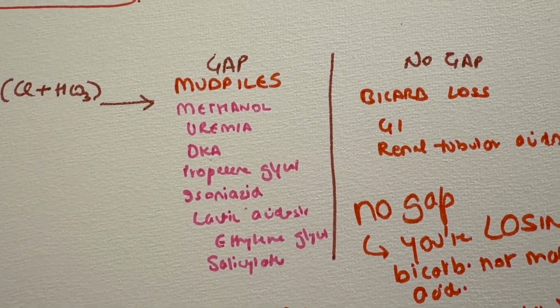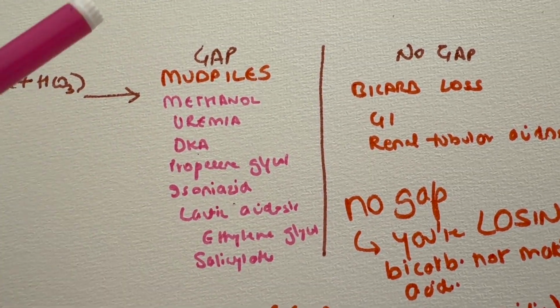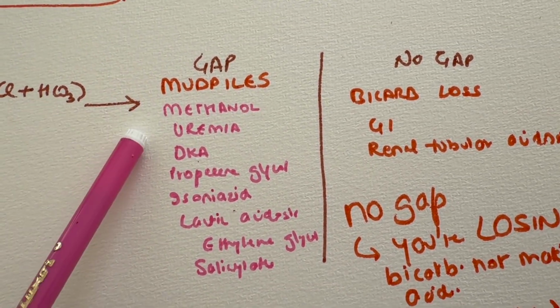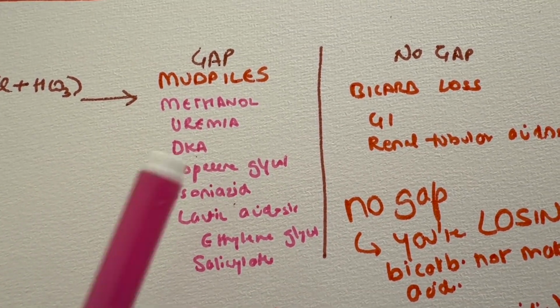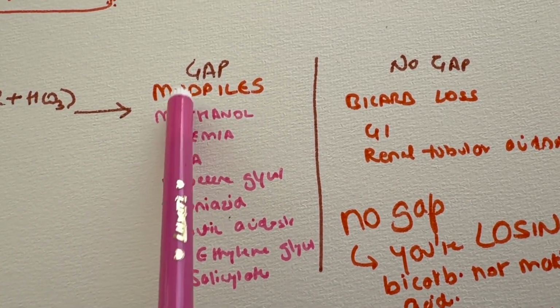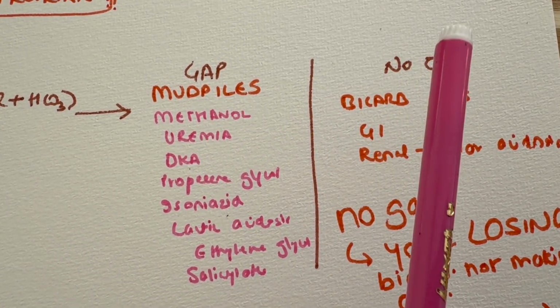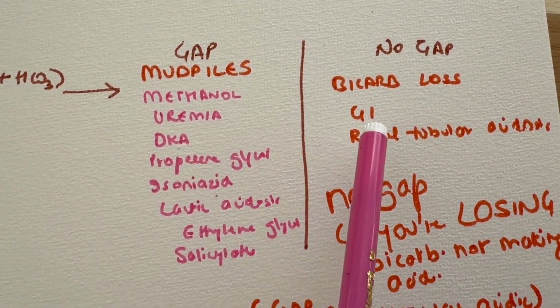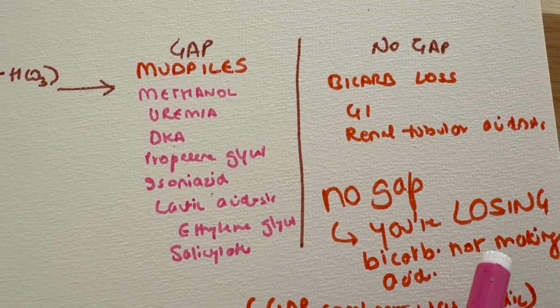You did this formula. If there is an anion gap, the MUDPILES, this is something unfortunately you have to remember: methanol, uremia, DKA, propylene glycol, isoniazid, lactic acidosis, ethylene glycol, salicylate. All of these cause an anion gap acidosis. No gap is bicarb loss, GI, renal tubular acidosis.